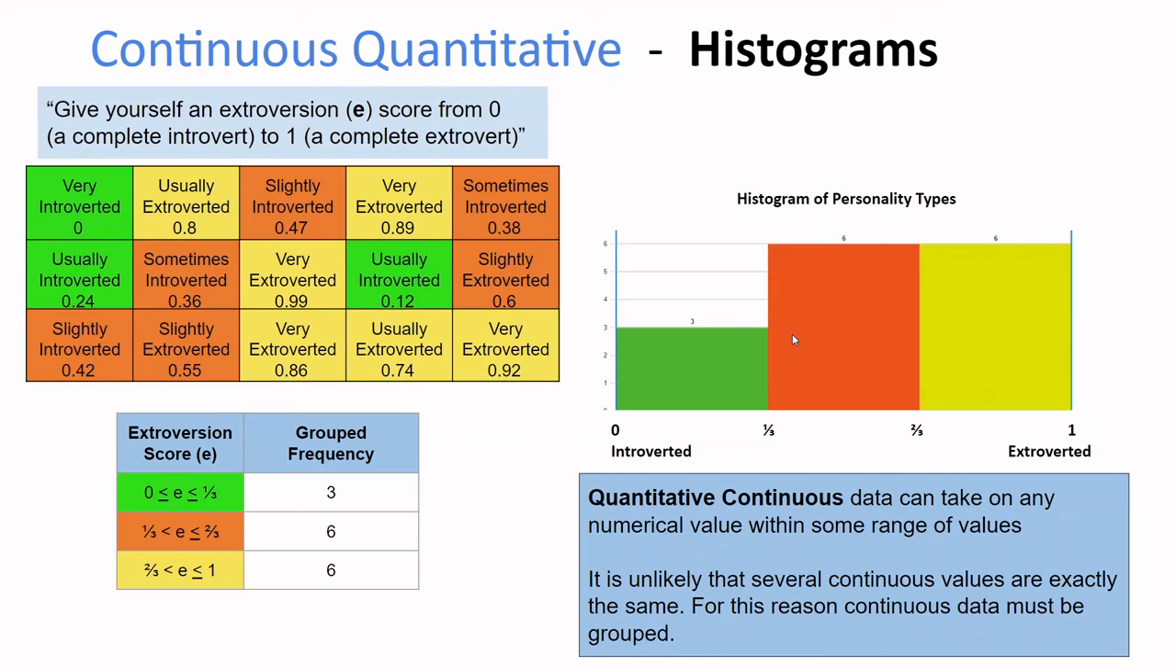When I drew my frequency diagram, I labeled the frequencies up the side and made sure I had a high enough axis to reach the highest frequency from my grouped frequency table. I give my graph a title, including the type of graph it is. It's a histogram because my data is continuous, and it's of personality types or introversion, extroversion. I'll label my axes. As always, my frequency axis up the vertical axis is labeled frequency, and across the bottom, I've labeled extroversion score, or E, because these values represent the different E scores or extroversion scores that we came up with for how introverted or extroverted someone was.